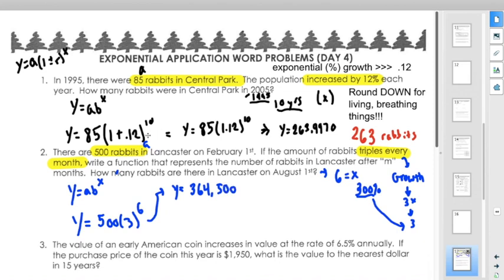What is my units here? Rabbits. We're looking for rabbits again. So this is the key piece here, this 3. Because it's 300%. If you guys are confused on why it's 3, make sure you ask me in class.